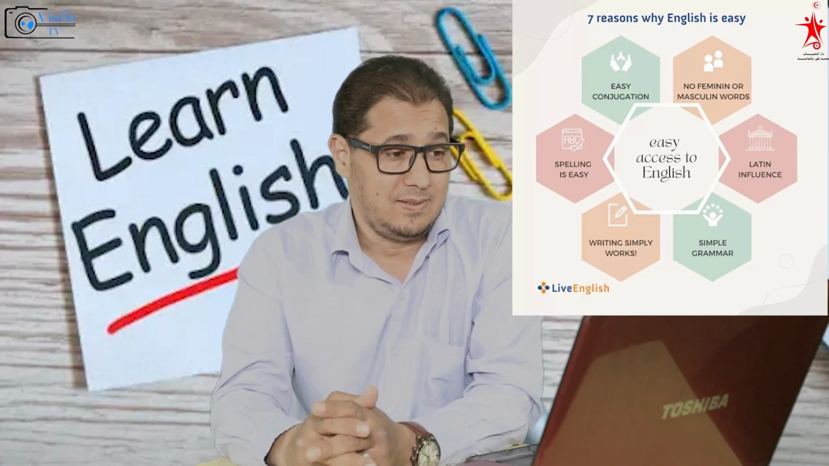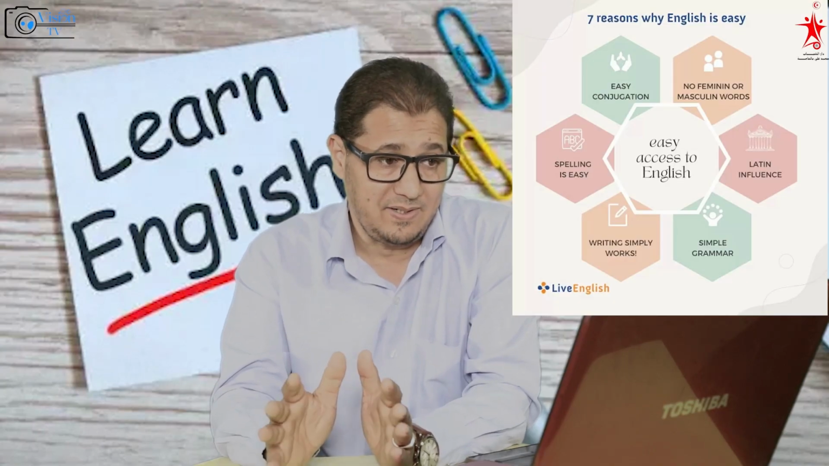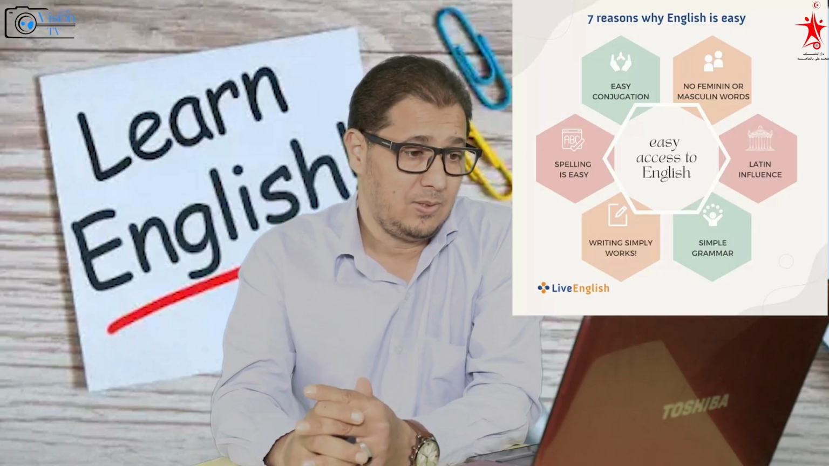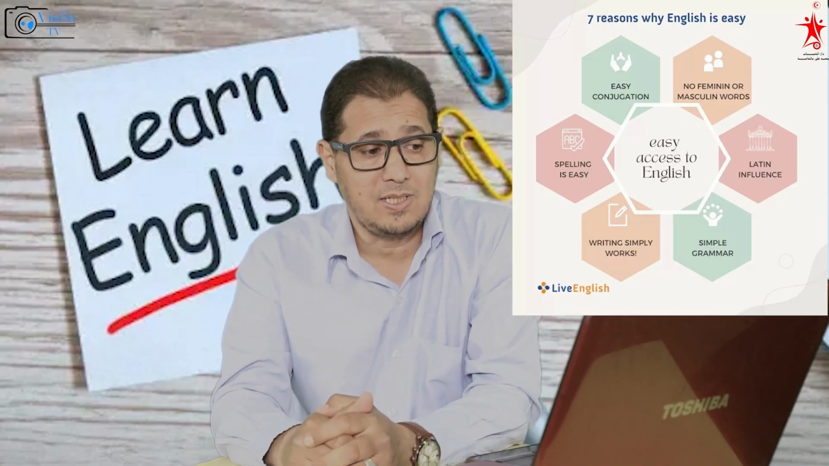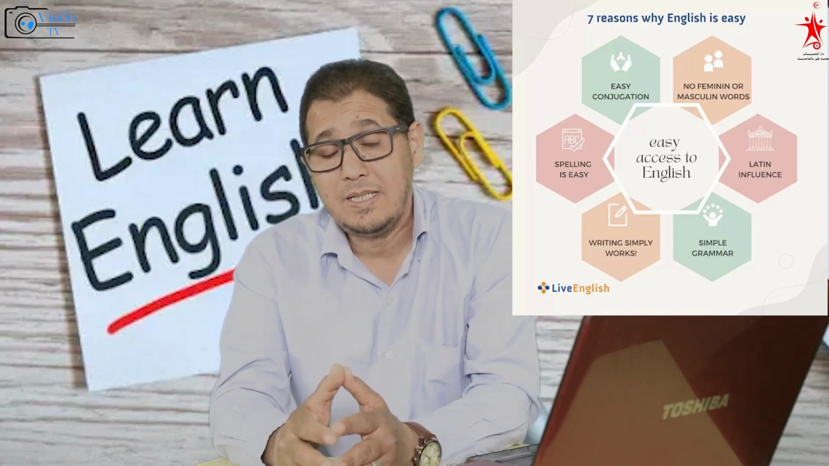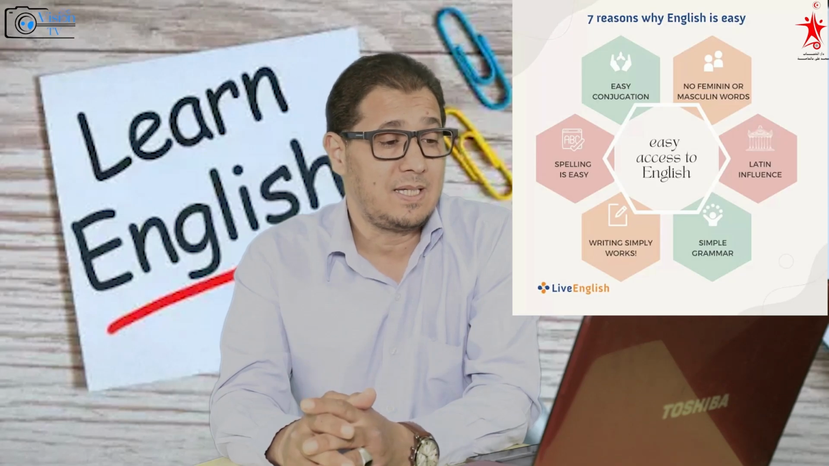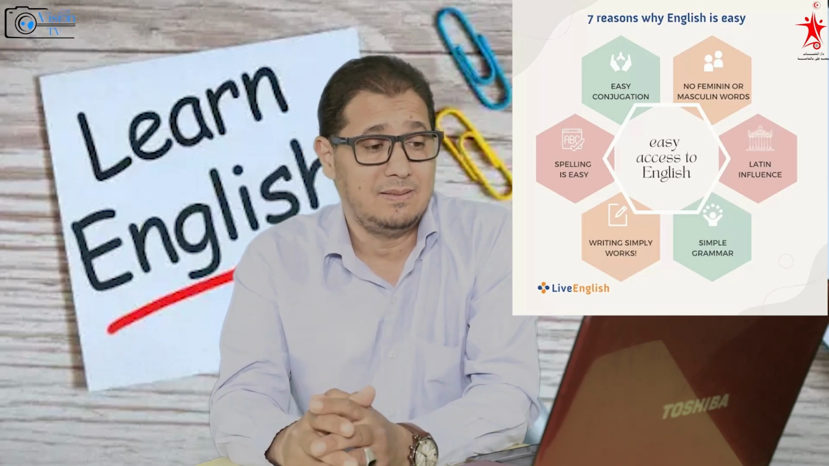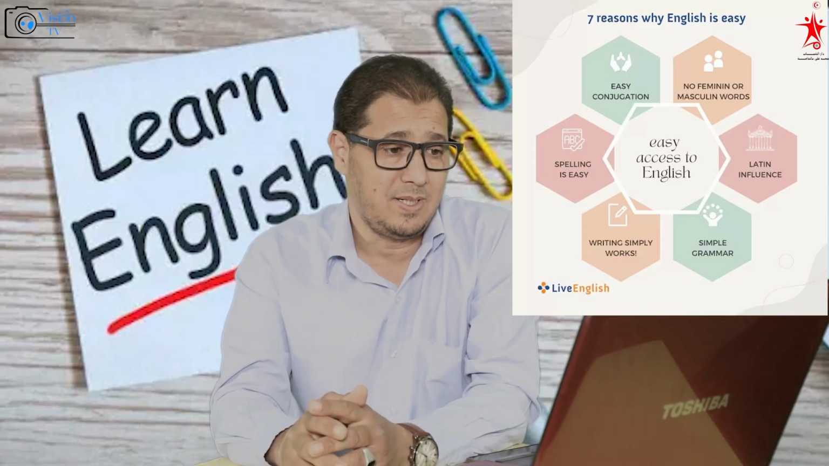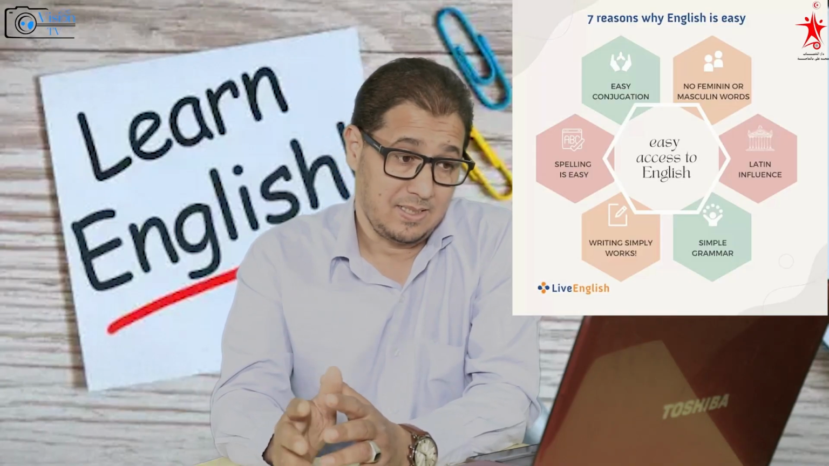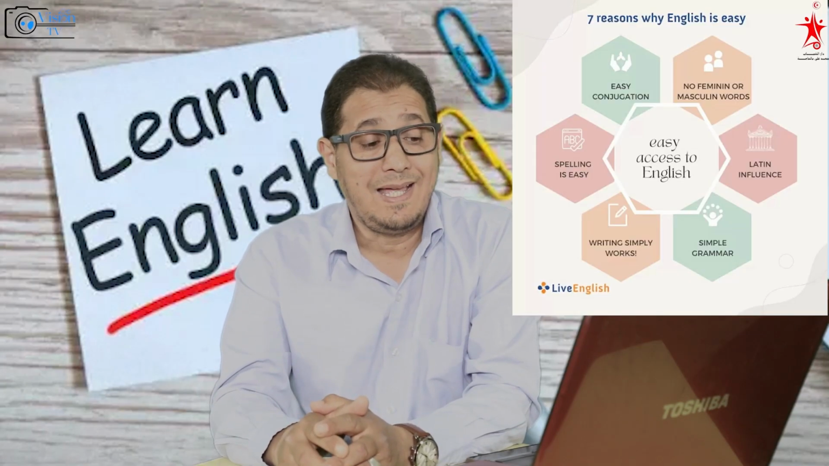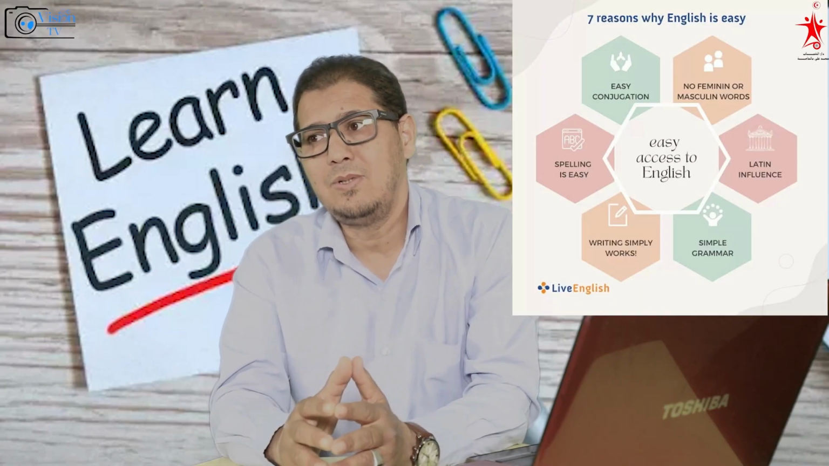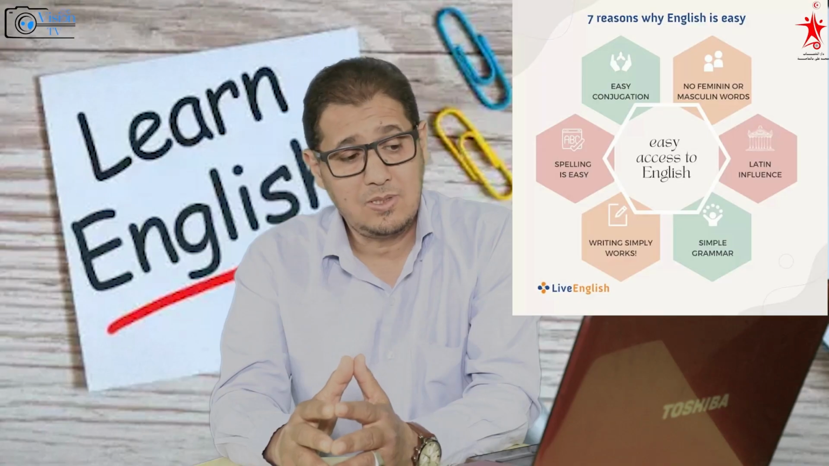As you can see in the screen, there are seven reasons that make English easy to learn. The first one being easy conjugation of verbs. It's always easier than any other language. Also, we don't have gender specification, no feminine or masculine words like other languages that we know. The Latin influence, most of the words, maybe 60% of the English language is from Latin language.